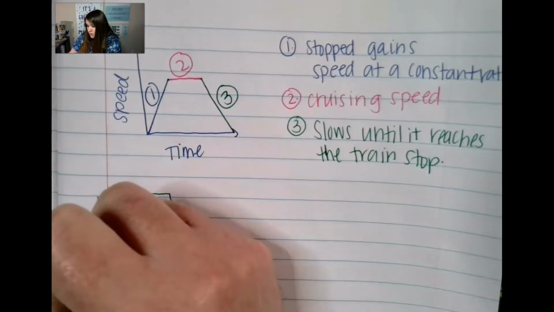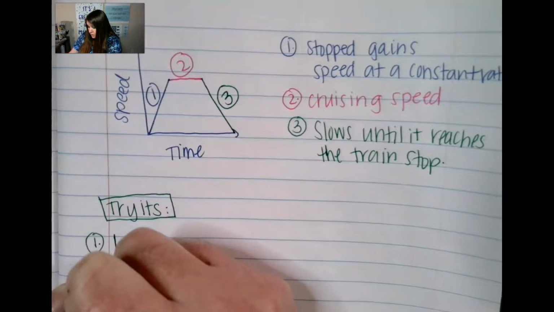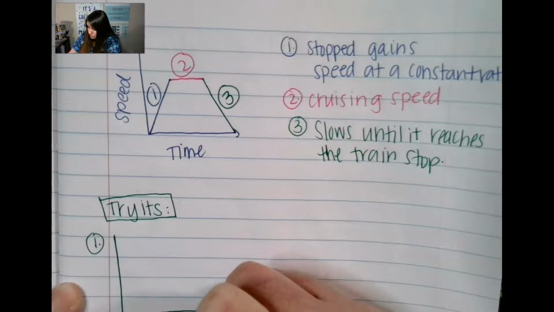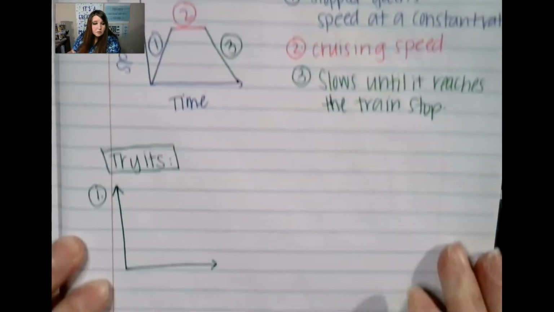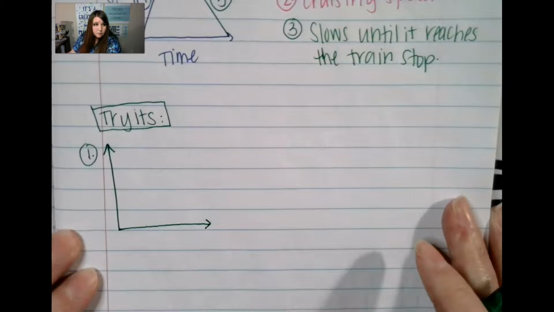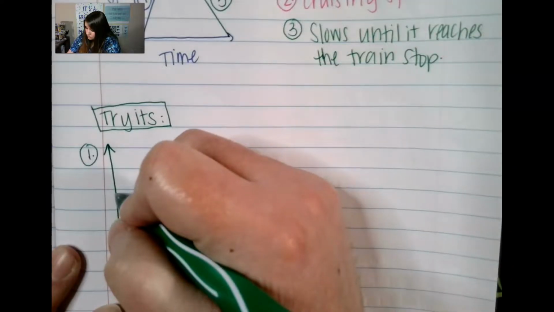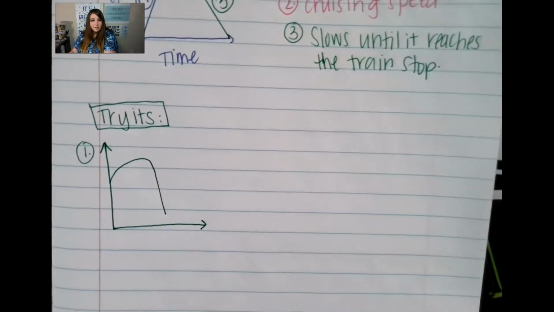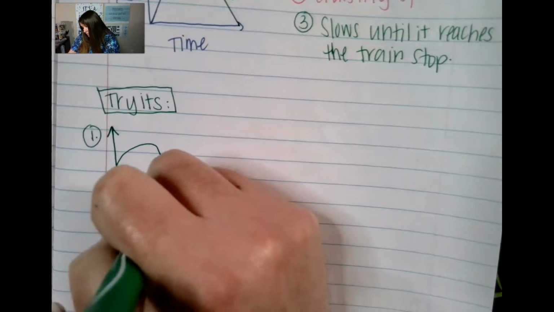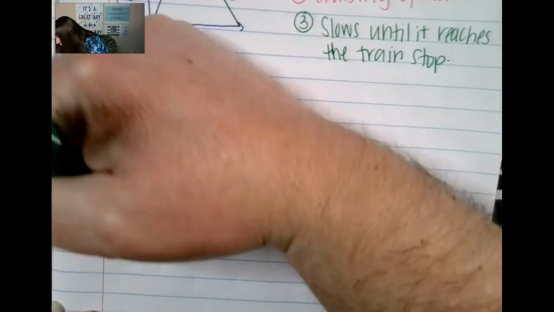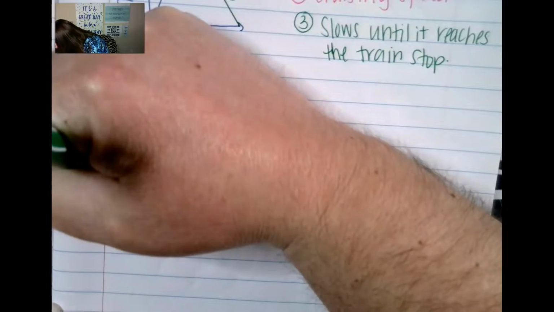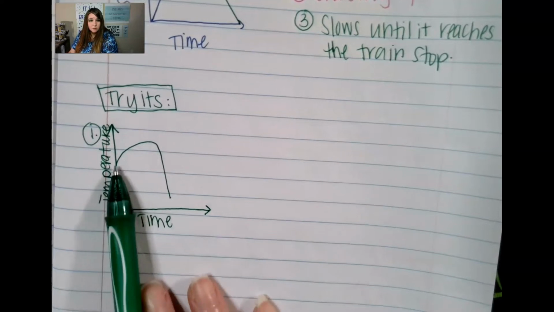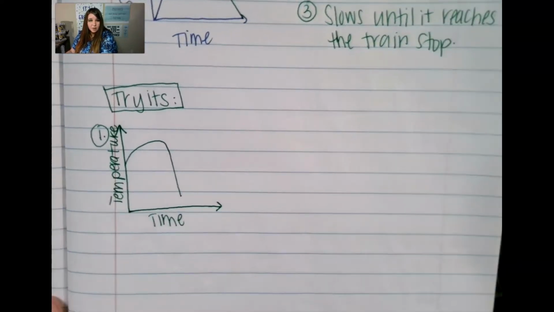All right, so triad number 1 looks like this. Okay, that's the first one. We have time here, and we have temperature here. So explain to me what's happening with this graph and the temperature.